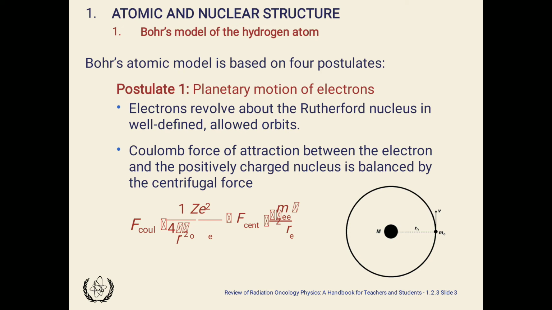Now let us look into the four postulates. First is the planetary motion of the electron. Electrons revolve about the Rutherford nucleus in well-defined allowed orbits. Coulomb's force of attraction between the electron and the positively charged nucleus is balanced by the centrifugal force.